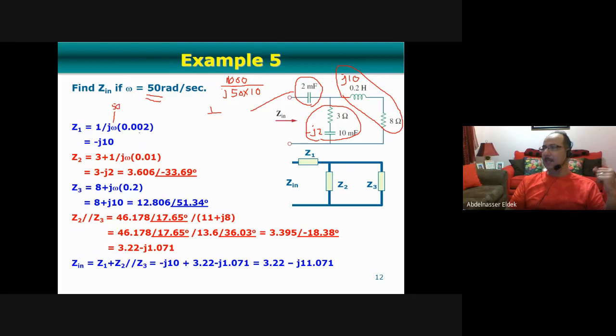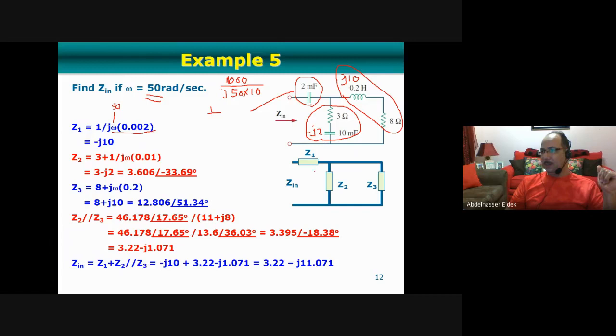Okay. And C here is 2 milli, so it is 0.002. You can make it like this: 50 times this will be 0.01. So 1 over 0.01 will be 100. So it's supposed to be 0.1. So this would be j0.1. So 1 over 0.1 is 10, and j, you move it from the denominator to the numerator, will be negative j. So it will be negative j.